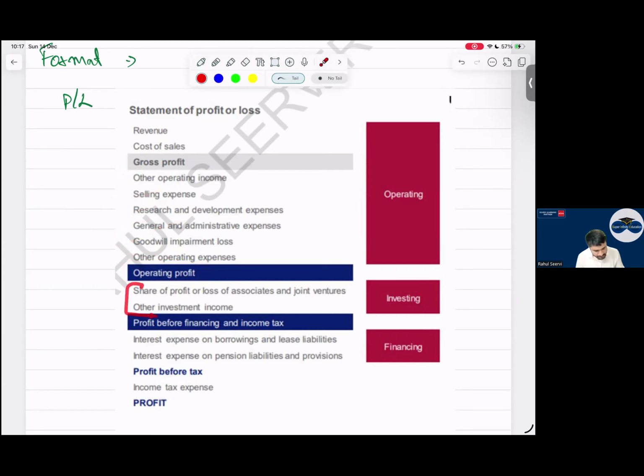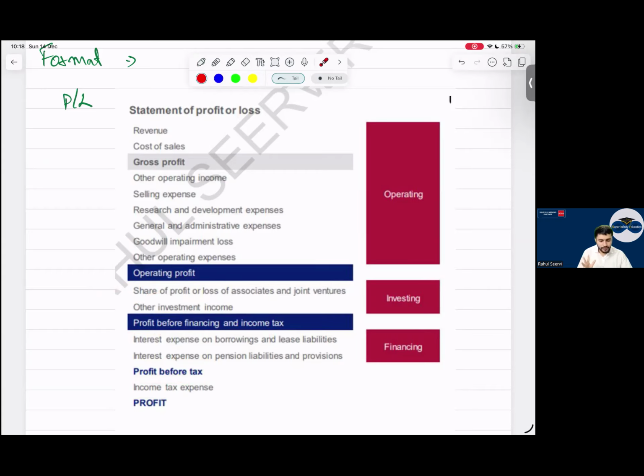Then I have income. Let's take, I've deposited 10 lakh rupees in the bank and the bank is paying me interest. That interest I will record here. Then I say profit before financing and income tax. Then these are the finance expenses. If I've taken a loan for my business purpose, I'm paying interest on that. That will come here. Then we have profit before tax and profit. This is the new format of your P&L.